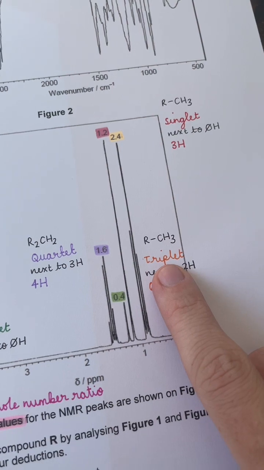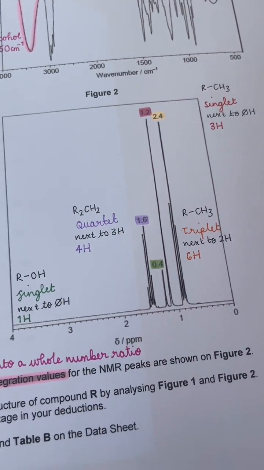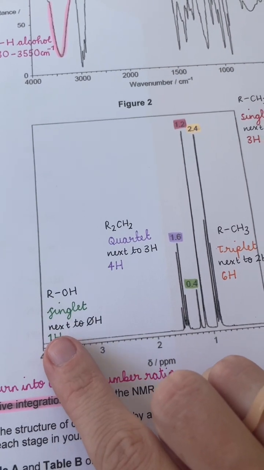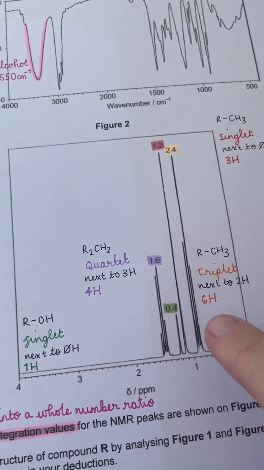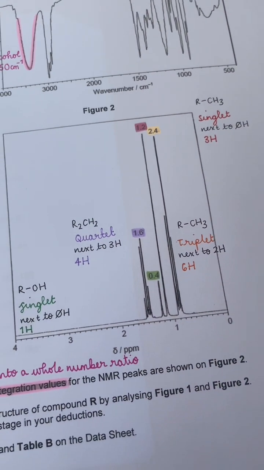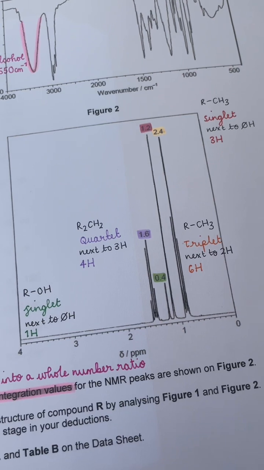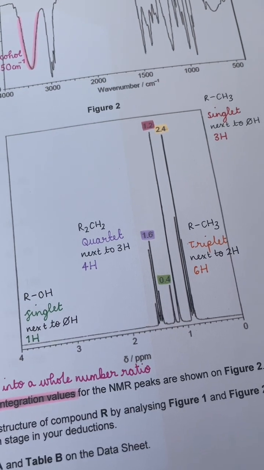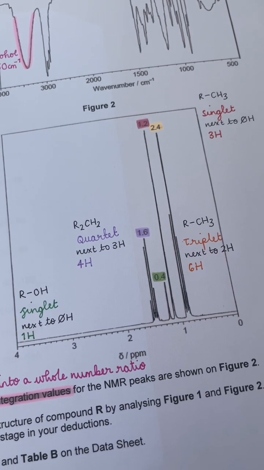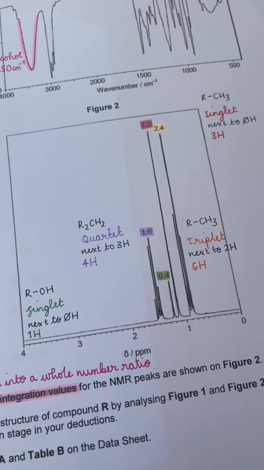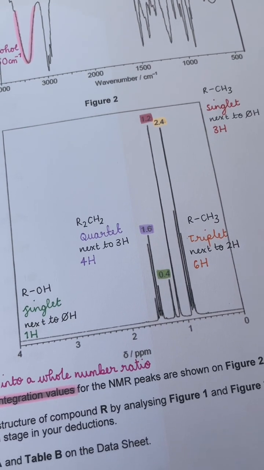So we need to be really clear that the integration values, the 1, the 4, the 3 and the 6, tell me how many hydrogens are in each of those environments. The splitting pattern tells me how many hydrogens are in a neighbouring environment.